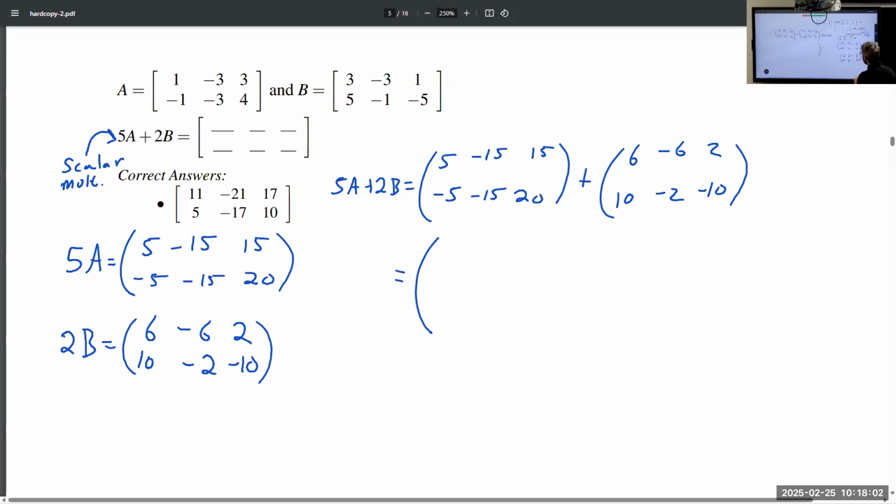So we're just going to add entry to entry. So 5 and 6 is 11, -15 minus another 6 would be -21. 15 and 2 would give me 17. -5 and 10 would give me a +5. -15 minus 2, -17. 20 plus -10 would give me +10.